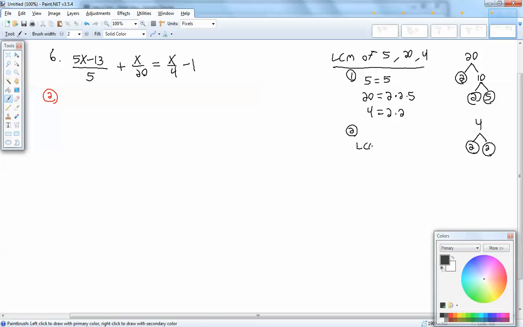So our LCM. We start with our first prime, which is 2, and we're looking on the right side of the equals. Now I'm looking for the greatest number of 2's on any single line. There's none here, there's 2 here, there's 2 here. So the greatest number of 2's on any single line is 2.